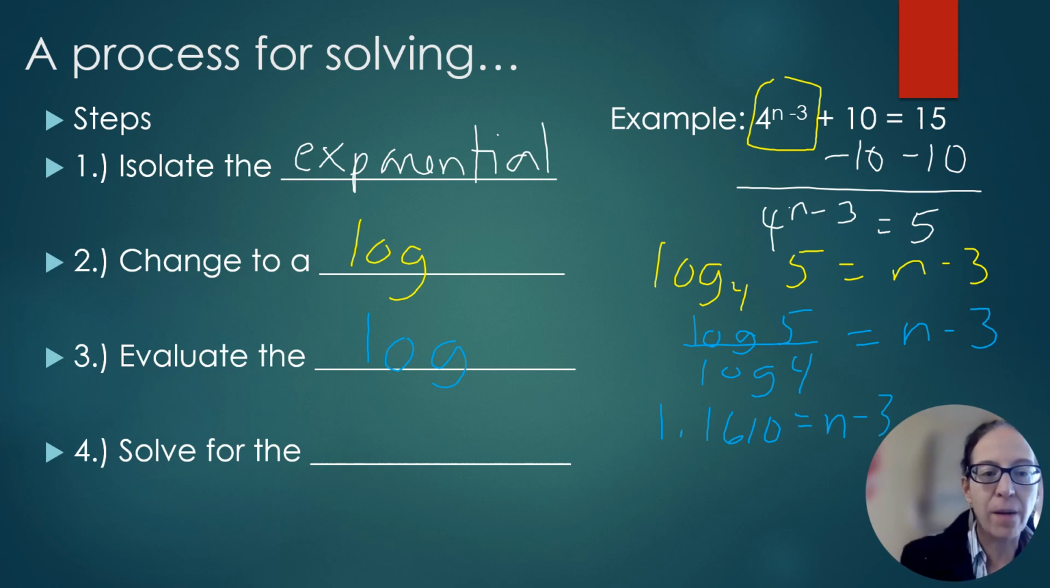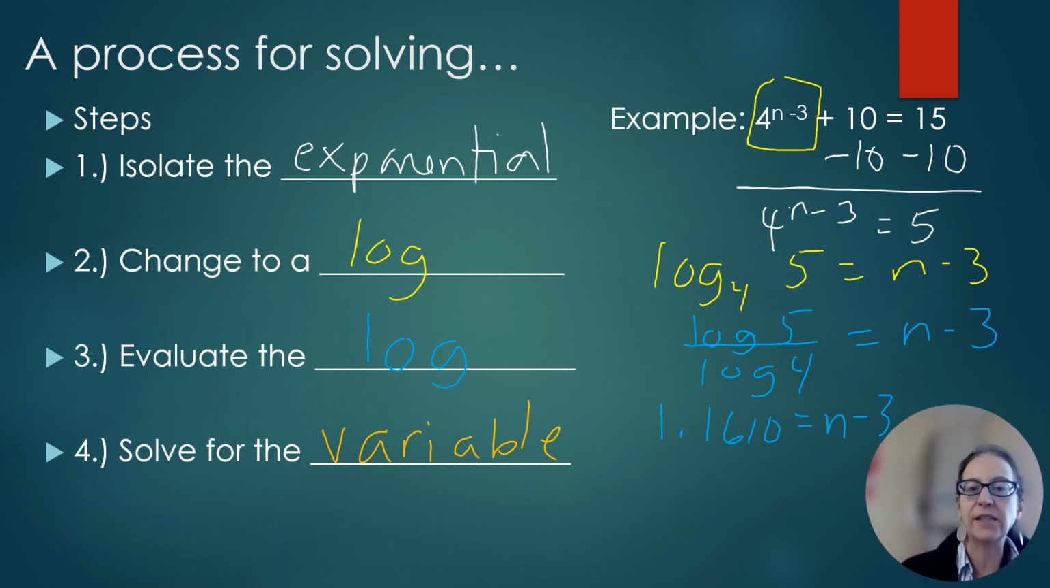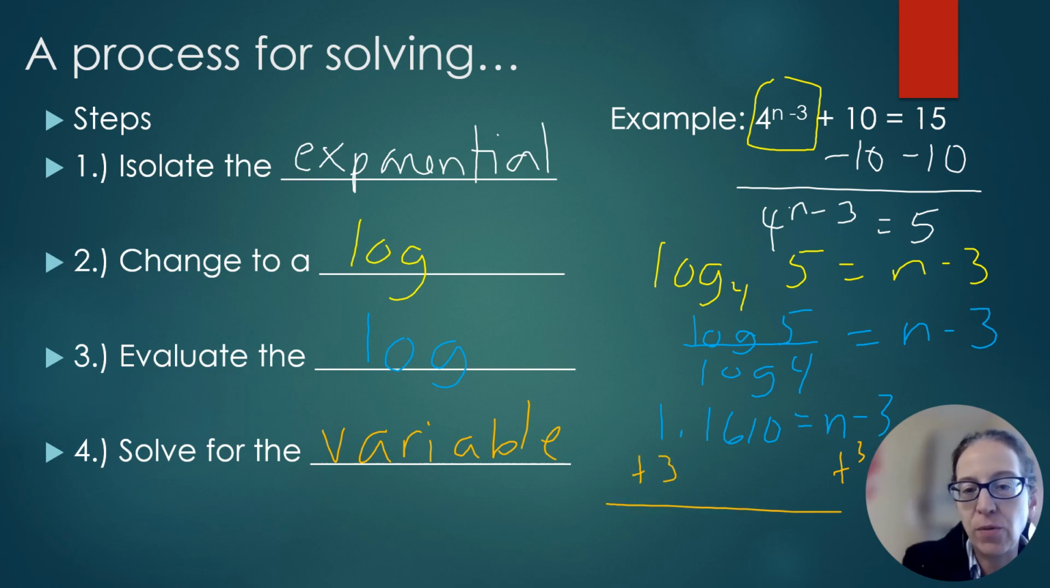And then my last step is solve for the variable. Once we get it to here, we should have a linear equation that we can now get the variable by itself. I don't particularly love that number, 1.1610. If you are following along, it's like 1.16096, and the 6 rounds the 9 up to a 10, which is how we end up with the 10 at the end. Now, to get the n by itself, I have n minus 3, so I know I can undo subtraction by adding. So I'm going to go ahead and add 3 to both sides.